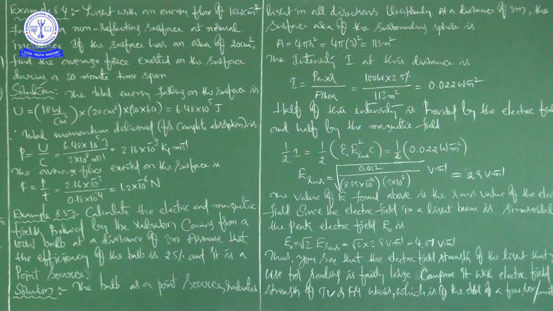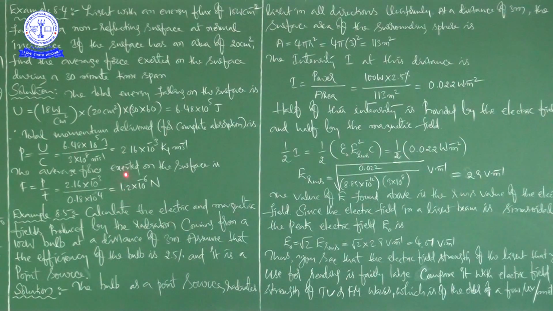1.2 into 10 to the power of minus 6 Newton. This is what he is asking to calculate. So, before going to discuss the next problem, once again I am asking you to overlook the problem, example 8.4.